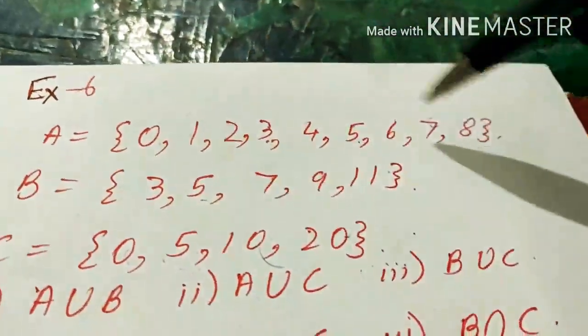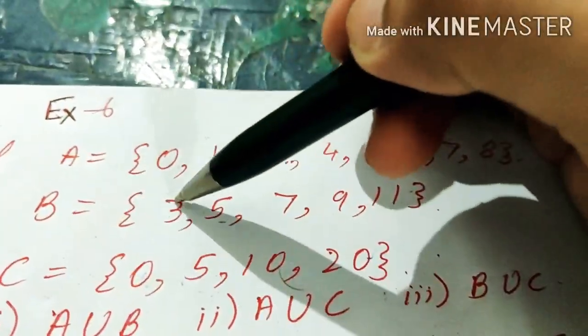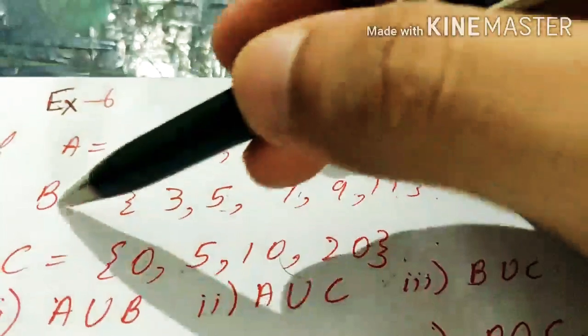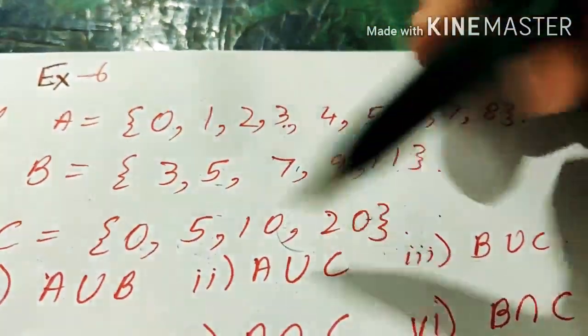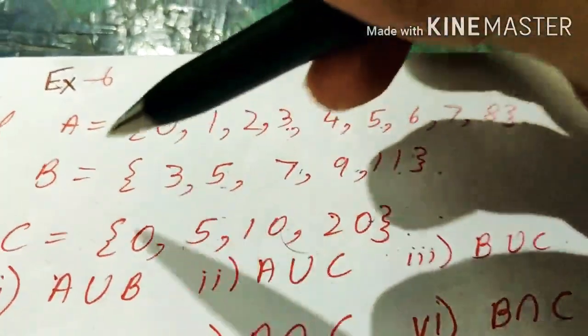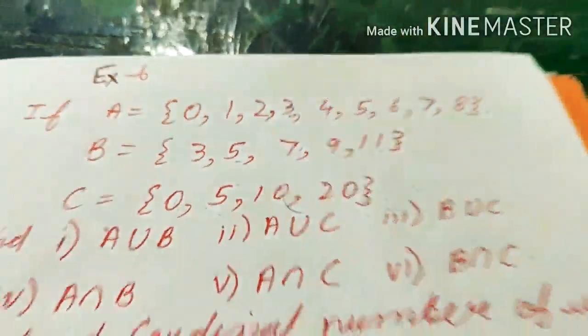There are 9 elements in set A, so the cardinal number of A is 9. In B, 1, 2, 3, 4, 5, the cardinal number of B is 5. Here 0, 5, 10, 20, 1, 2, 3, 4. Only 4 values. So the cardinal number of C is 4.